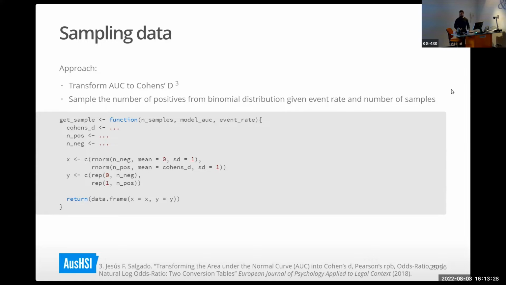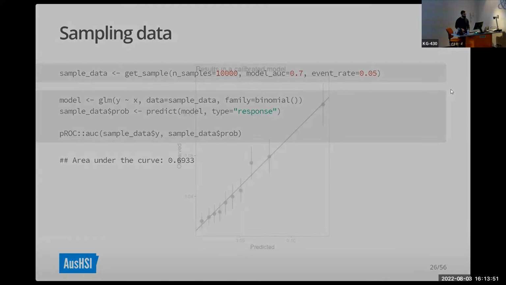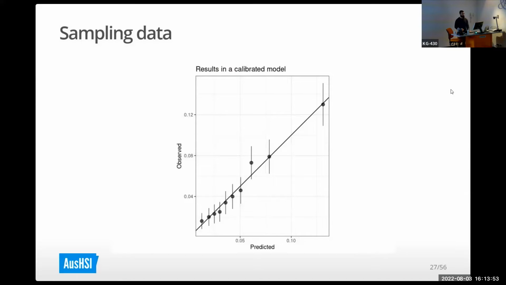And then I have my data set. So it's just going to be a single predictor in this model, predicting the binary outcome Y. So the good news is when I sample these data, fit a logistic regression model, comparing that to the actual events, I get an area under the curve very similar to the model discrimination that I specified. And better yet is that this results in a calibrated model, which may not be realistic, but we'll get to that later.